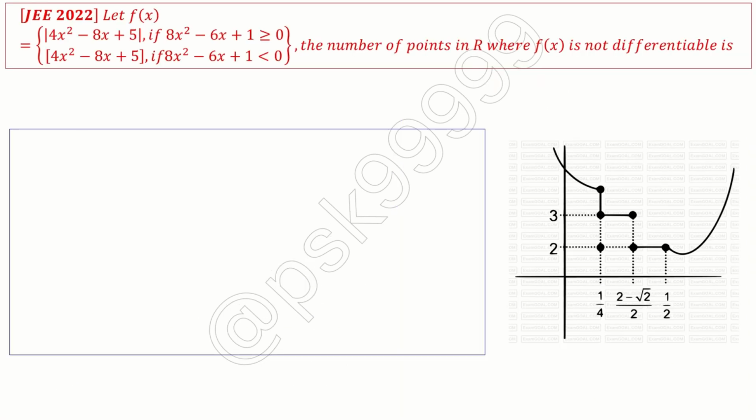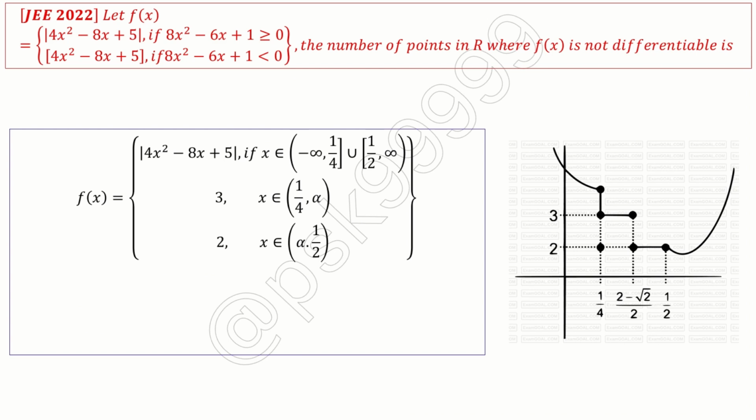Let's see how the function is looking. You don't need to put the modulus because it's always positive now, we know. So f of x is given on x belongs to minus infinity to 1 by 4 union 1 by 2 comma infinity, it is 3 if x is in 1 by 4 comma alpha, and 2 if x is in alpha comma 1 by 2. Now if I draw a rough graph, first you have a parabolic curved line, and then at 1 by 4 there is a step. Up to alpha there is a continuous line, and there is a jump.